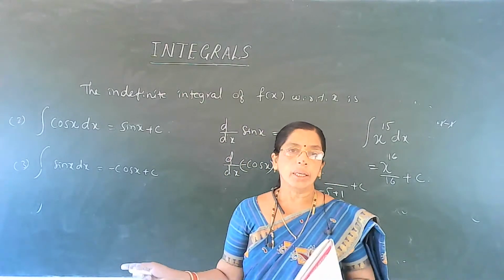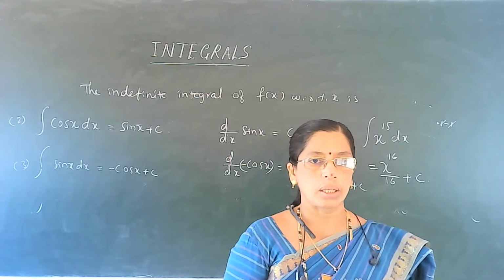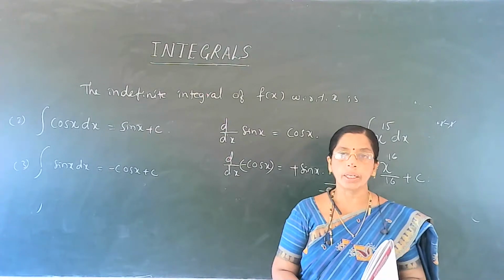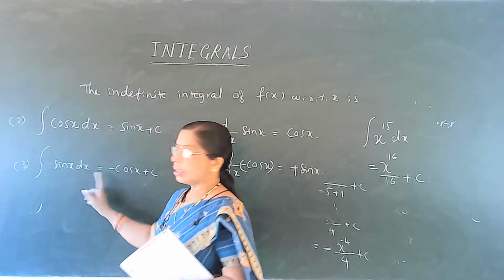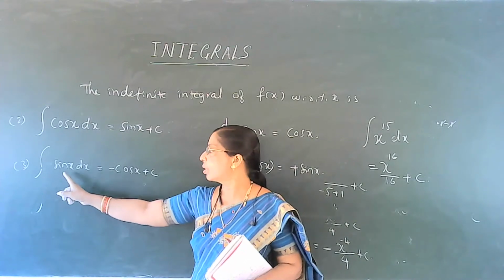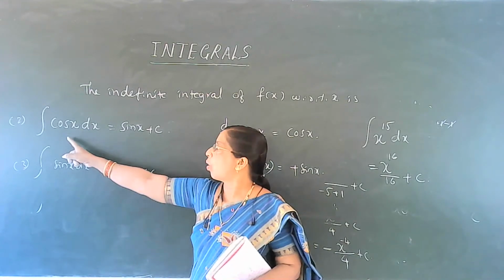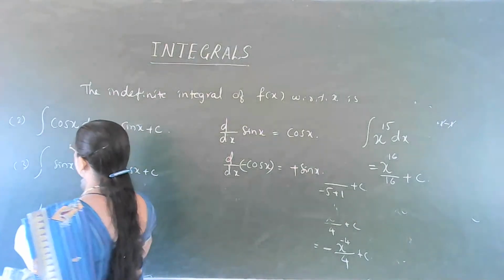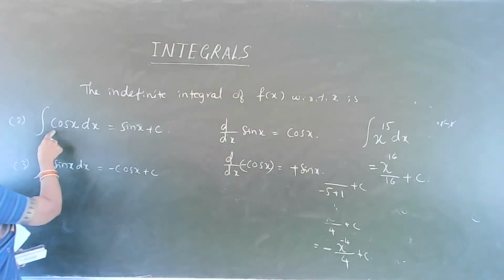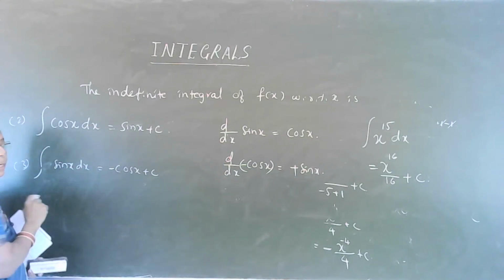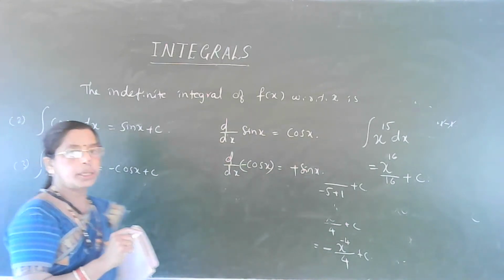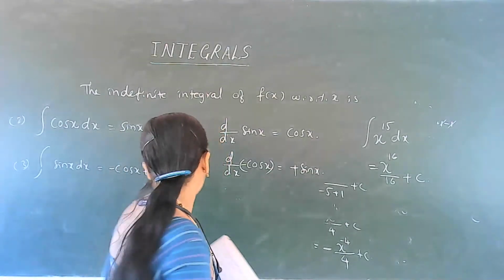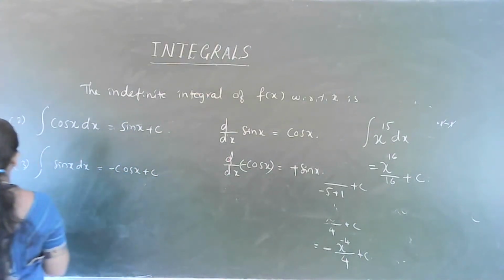First, remember here: the derivative of sin x is cos x, but the integration of sin x is minus cos x. The derivative of cos x is minus sin x, and the derivative of minus cos x is plus sin x. In the derivative, cos x gives minus sin x, but in integration, the integration of cos x is sin x and the integration of sin x is minus cos x.